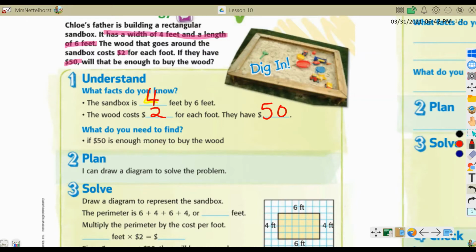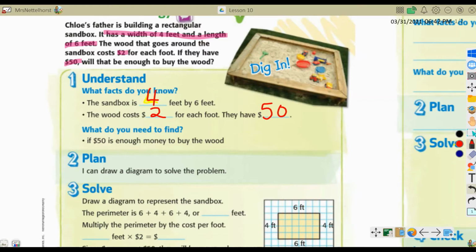What do you need to find? Is $50 enough to buy the wood? So I can draw a diagram to solve the problem. That's going to be my plan. I already know what my facts are, and really we did that when we did the 3-read, but this is another way to do it, to just actually write this stuff out.